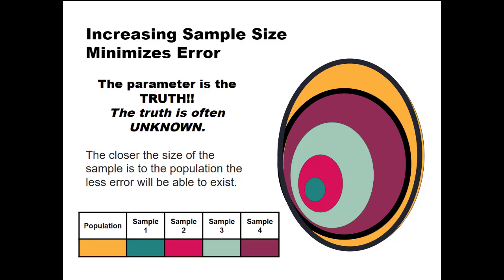If I'm able to take a sample the size of the purple sample, I'm going to be closer to the truth, and I'm going to have less error than I would in the light green, pink, or dark green sample. But there's still room for a lot of error because I haven't covered everybody in the population.